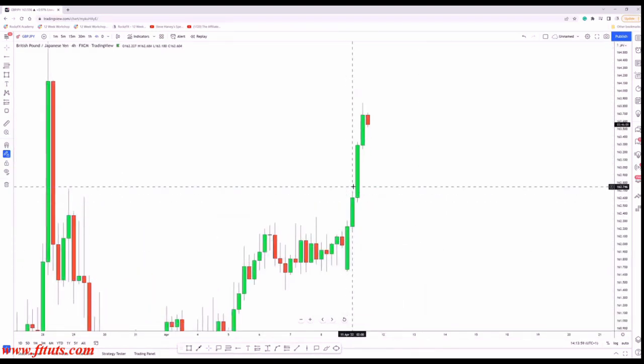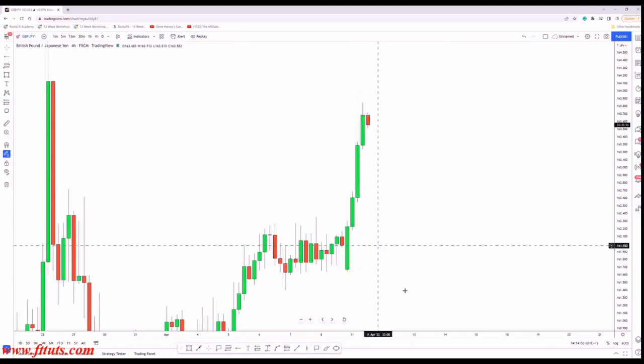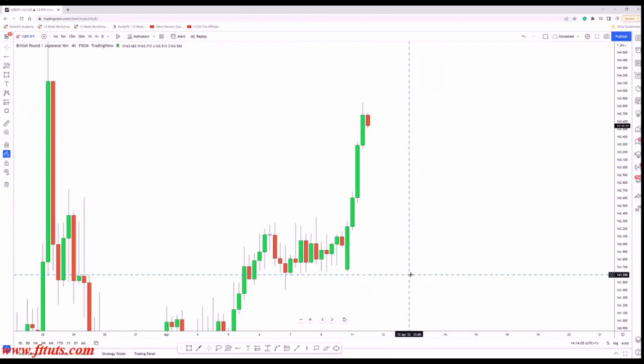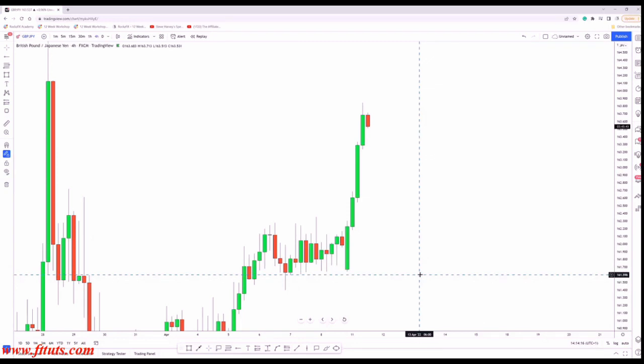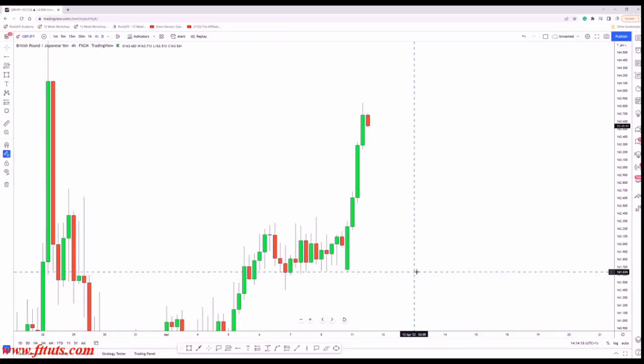Does anybody know why this information is more important than anything else that's happening on the charts right now? Because it's the most recent data. It's the most current data. Now, what kind of traders are we? Day traders. Very good. Most of us are day traders, intraday traders.